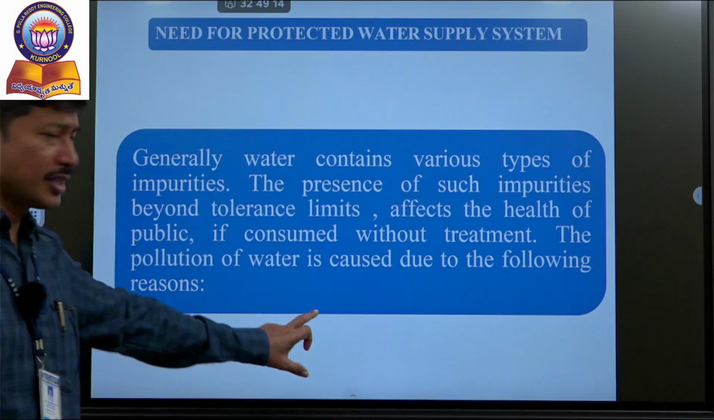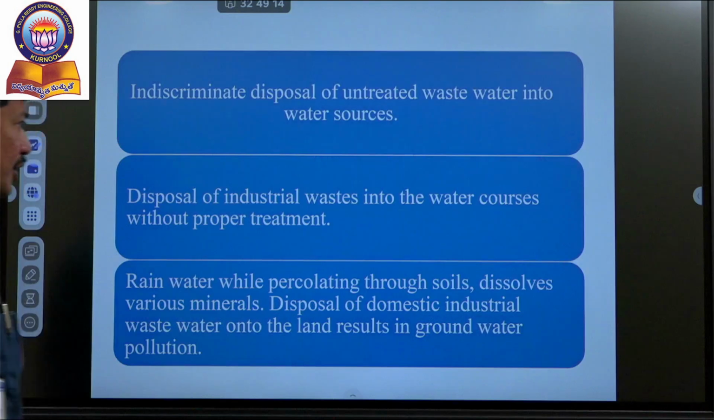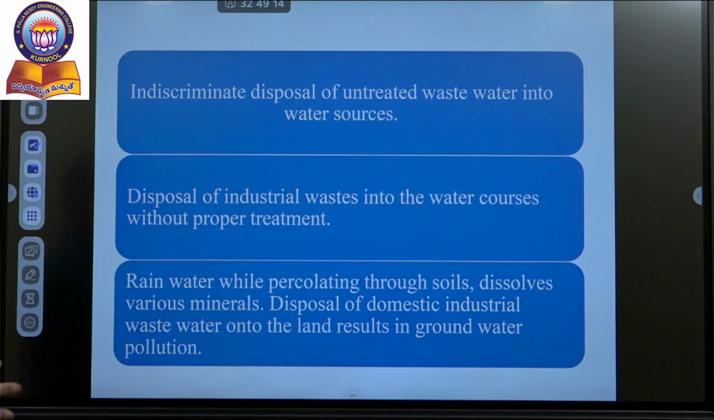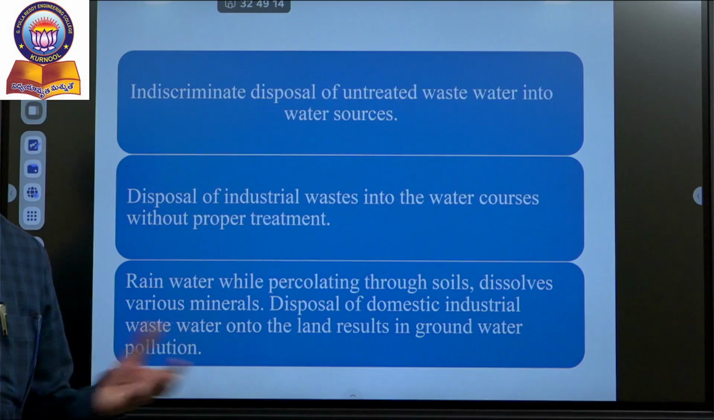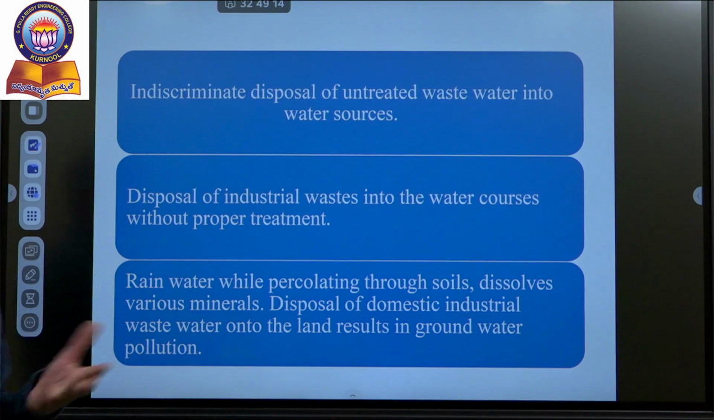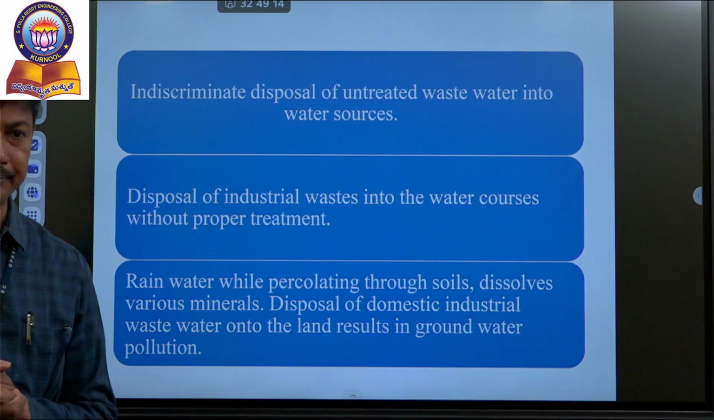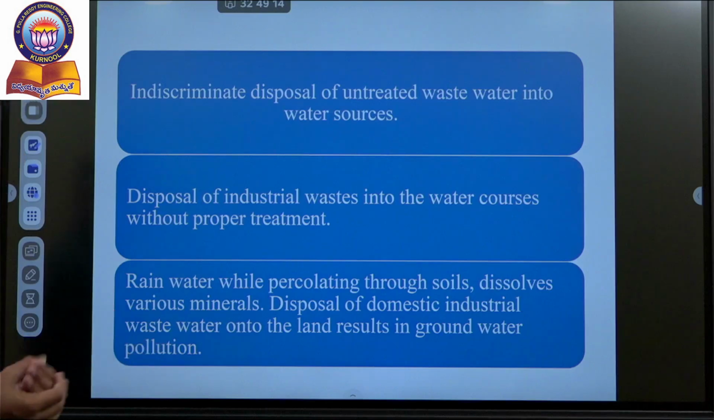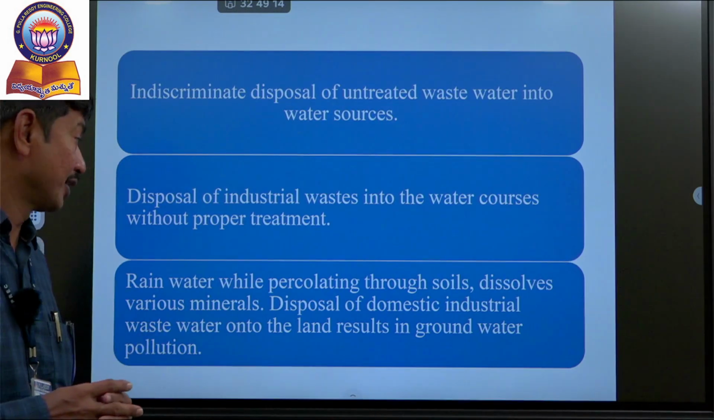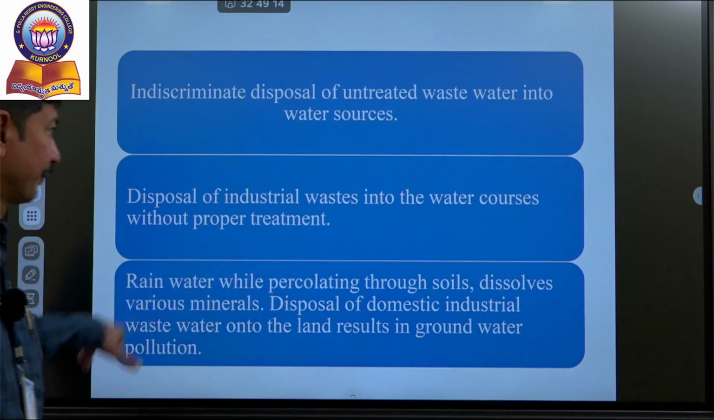So what are the main reasons for pollution? The following are the reasons. One is indiscriminate disposal of untreated wastewater into sources like rivers or ponds, directly without any treatment, and disposal of industrial wastewater without proper treatment. And when rainwater percolates through the ground, the water dissolves various minerals that may cause hardness, fluoride and alkalinity. These are the results of groundwater pollution.